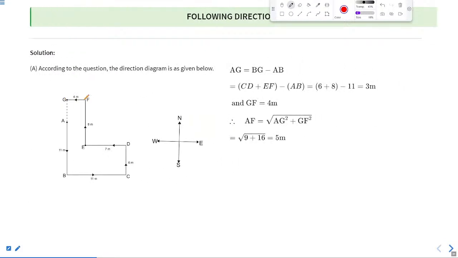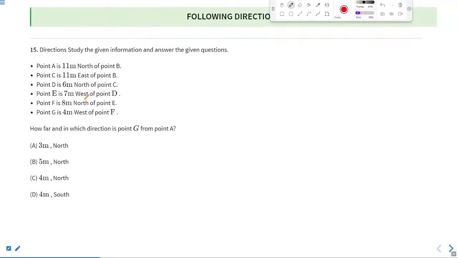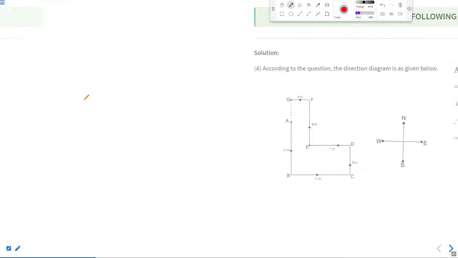14. According to the question, the direction diagram is as given below. AG is BG minus AB, which is 6 plus 8 minus 11, which is 3 meters. GF is 4. Therefore, AF, which is the hypotenuse, will be equal to the square root of AG square plus GF square, which is 9 plus 16, the square root of 25, which is 5, which is our answer. Answer is A, 5.